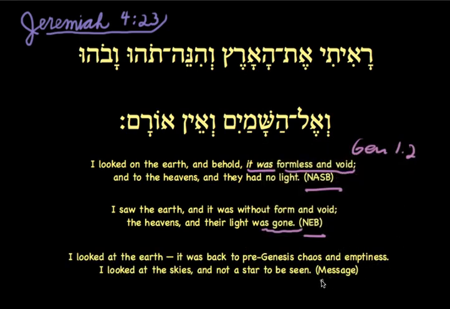And then just in case you didn't get the point of the reference to Genesis chapter 1, verse 2, Eugene Peterson in The Message makes it very explicit. Now, this is obviously a paraphrase, but it's a pretty good one. I looked at the earth, and it was back to pre-Genesis chaos and emptiness. Well, you can't get more clear than what he has here. That's exactly what Jeremiah seems to be pointing us to. I looked at the skies, not a star to be seen. Well, it's actually light, so it could be more than just the stars. It could have been the sun and the moon as well. But this idea of darkness, there's nothing that's shining anymore.